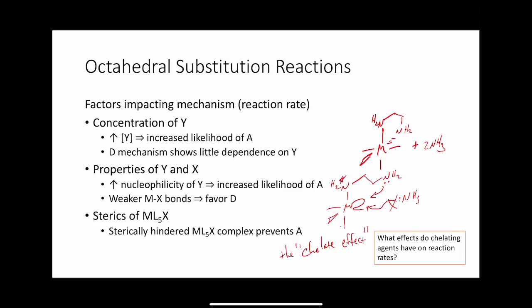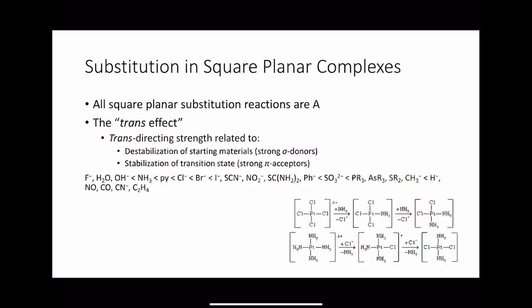And that's just as related to kinetics of a substitution process because of that close proximity due to the tethering. Let's look at substitution reactions in square planar complexes next then. All square planar substitution reactions are necessarily going to be associative. This should intuitively make sense because we have essentially open sites at the top and bottom of our square plane.